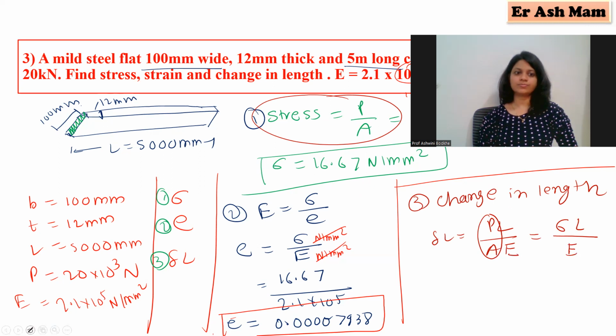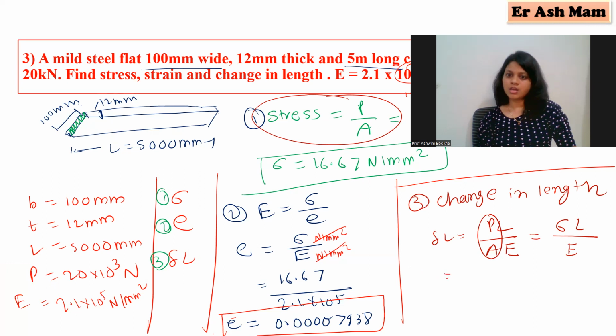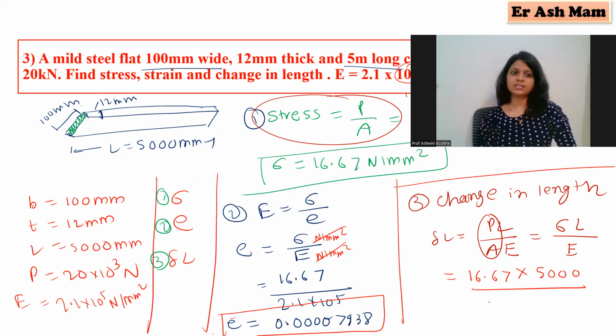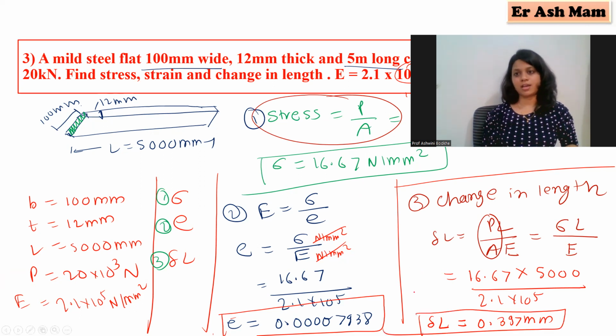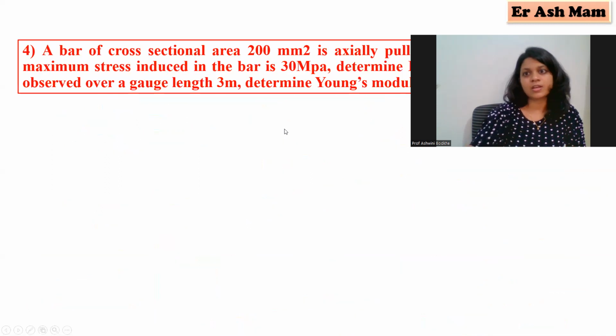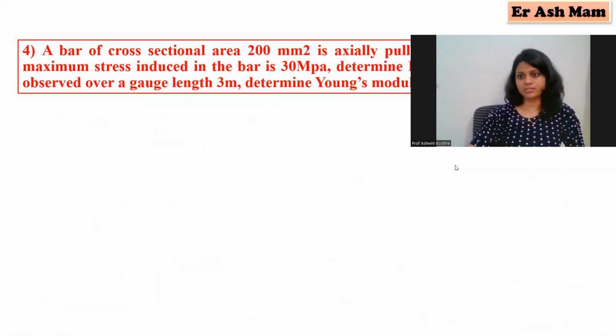Substitute all values. Length 5000 mm, E is 2.1 into 10 raised to 5. Therefore, delta L equal to 0.397 mm. Therefore, elongation will be 0.397 mm. Okay. Next numerical.